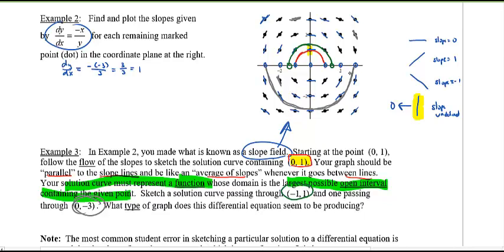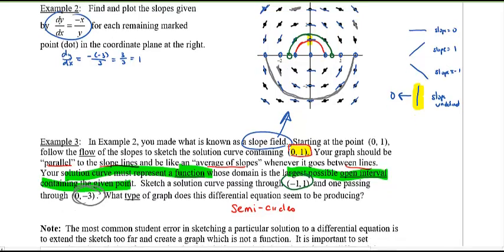Alright, the $1,000,000 question for example number 3. What type of graph does this differential equation seem to be producing? Yes, they seem to be producing semicircles. Okay? Semicircles that open up and open down.